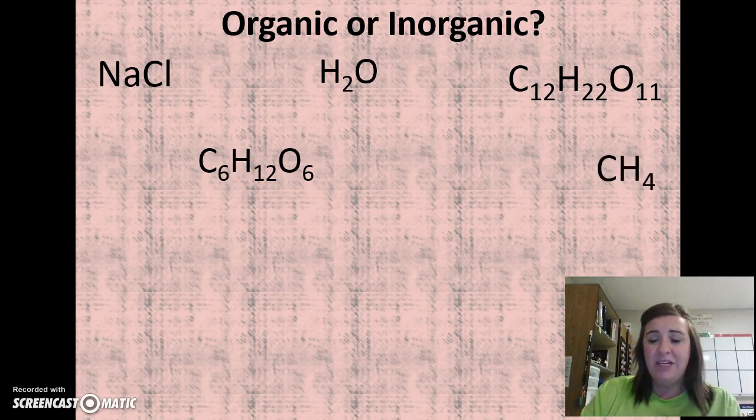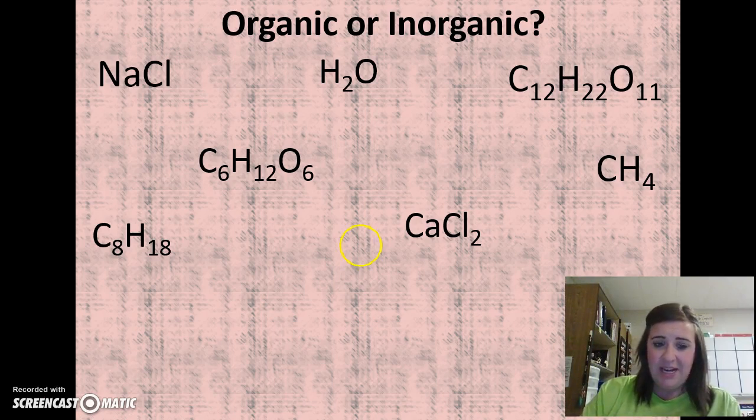Now you have CH4. C is carbon, H is hydrogen. So this compound would be organic. CaCl2. This is calcium chloride. There is no carbon and no hydrogen anywhere in the compound, so the compound is considered inorganic. C8H18. This compound is organic.